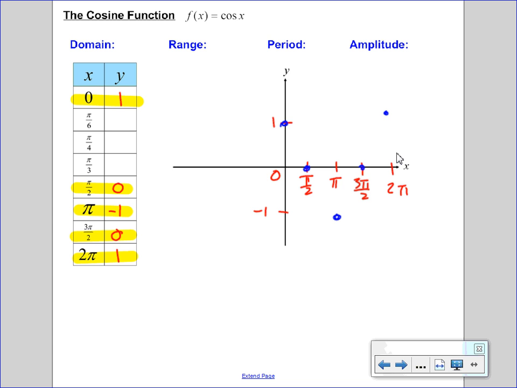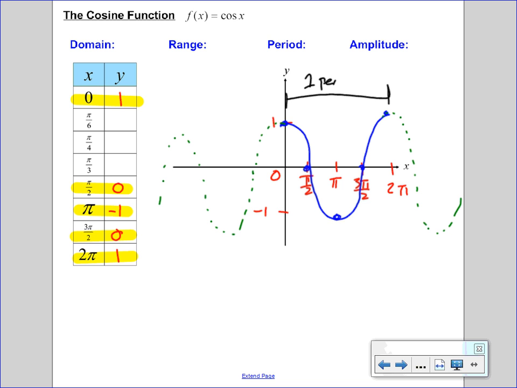That looks like a parabola, Miss Fleck, or it's not. Sinusoidal. So curve, curve, curve, right? Again, you can continue this pattern forever and ever and ever. It continues on. They were just looking at one period. That's one period. So that's just one period of cosine.